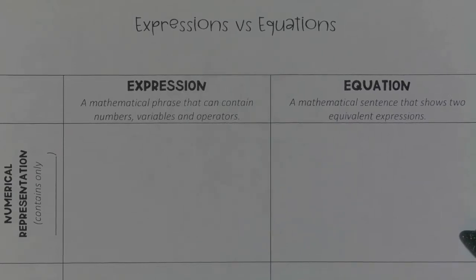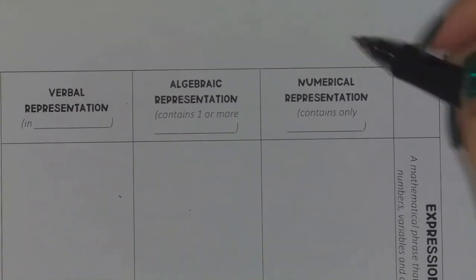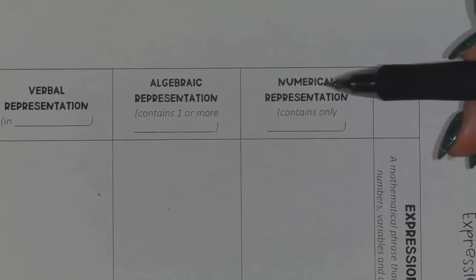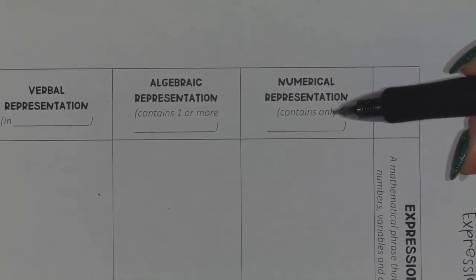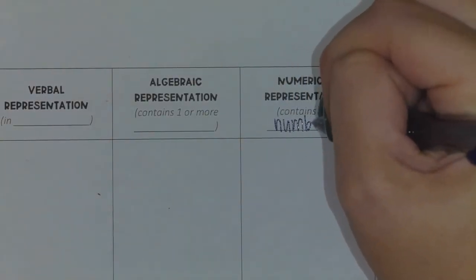Now, while those are great formal official definitions, I don't expect you guys to remember those two. Instead, I'm going to show you a hack that'll show you the difference between an expression and an equation. Before we get to that hack, there are three different ways that we can represent an expression and an equation. Those are going to be a numerical representation, an algebraic representation, and a verbal representation. We're going to start with the numerical representation. The word numerical sounds like the word numbers. So numerical representations contain only numbers and operators, okay?